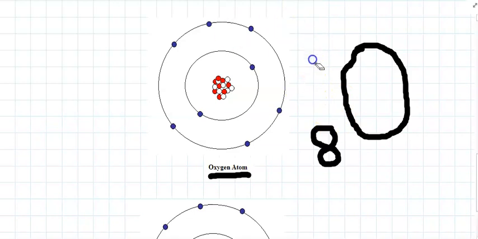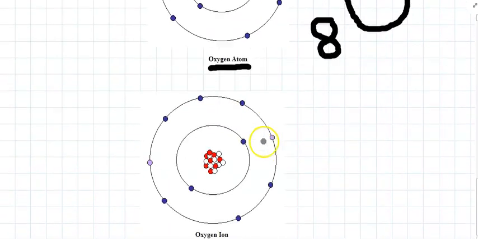Oops, that's a mistake. We have 8 protons plus 8 neutrons, so the mass number is 16. And since this is a neutral atom, because there's 8 electrons, which balances out 8 protons, it's not an ion, and we don't write a charge. It has a charge of 0.